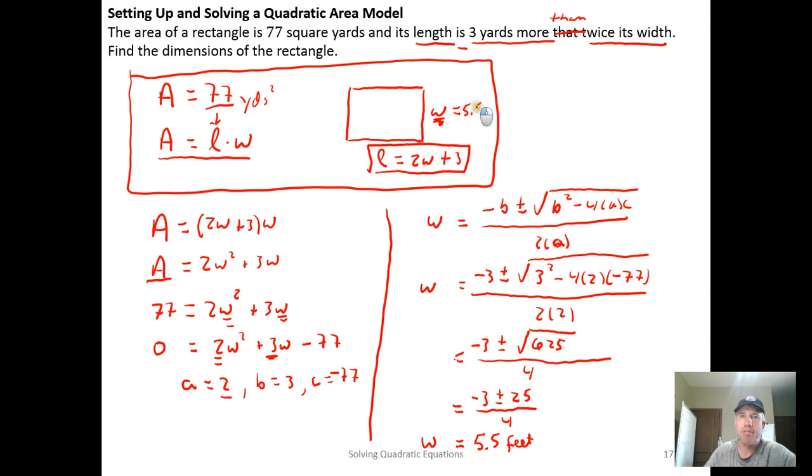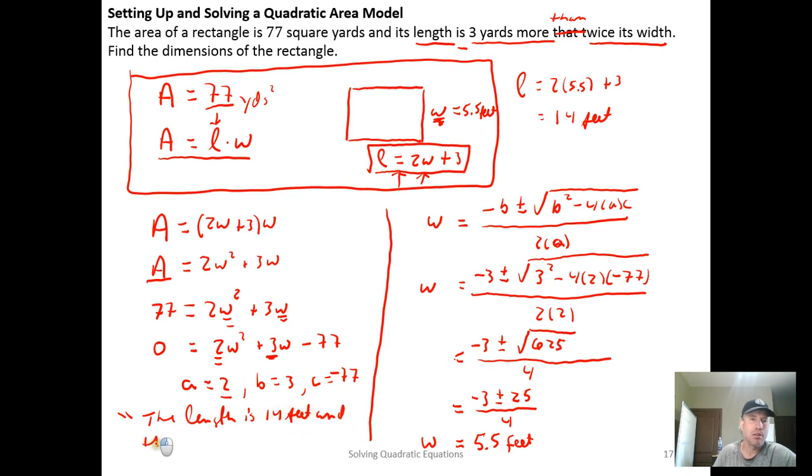Then we need to grab this relationship right here that says the length is 2 times the width plus 3, and we know the width is 5.5. 2 times that is 11, plus 3 is 14, so the length is 14. And then usually you respond to a story problem in a complete sentence, so you would say something like, the length is 14 yards and the width is 5.5 yards. And that's a wrap on that one.